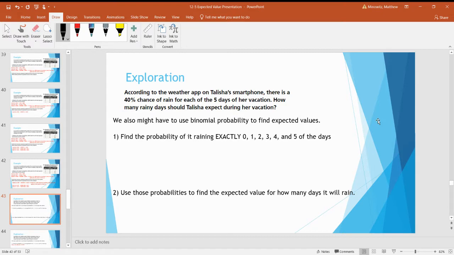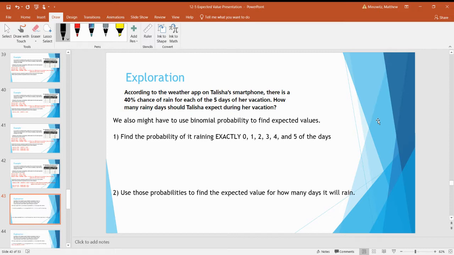Now let's do some more exploring. So we can use binomial probabilities and expected values together. According to the weather app on Talisha's smartphone, there's a 40% chance of rain for each of the 5 days. How many rainy days should she expect?